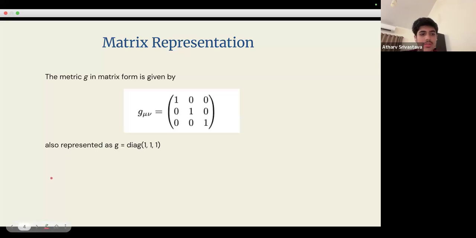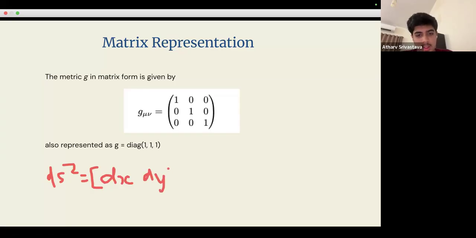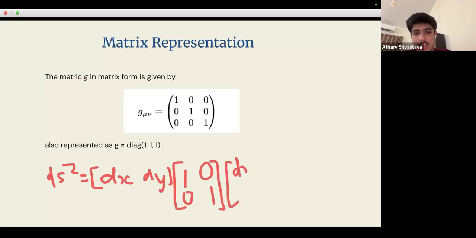For the simplest version in 2D Euclidean space, you could have ds squared represented matrix-wise like dx, dy, then this tensor. It's basically the quadratic form of the matrices, and that's just for the simplest version. This would be the matrix representation, which when you expand, you get that formula.